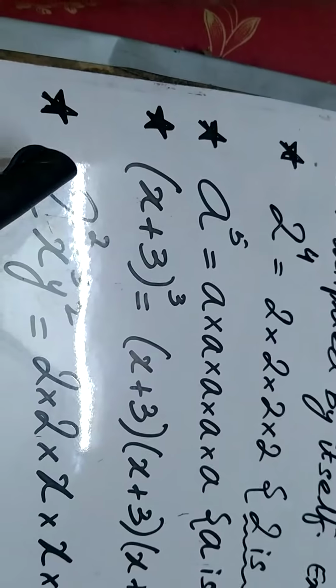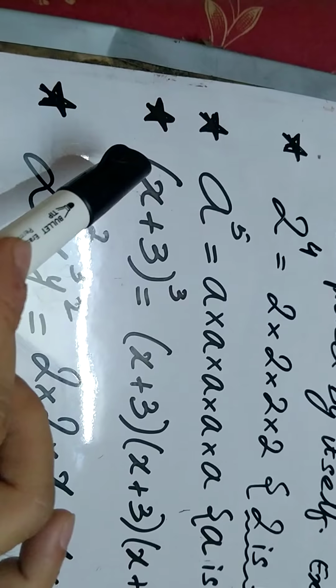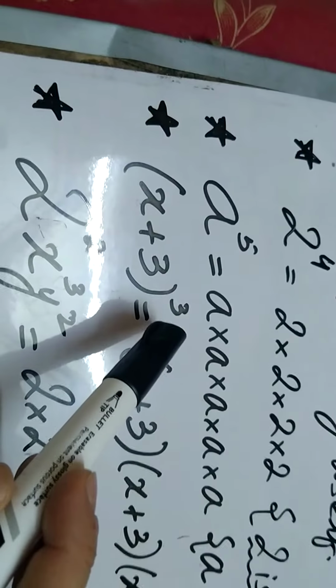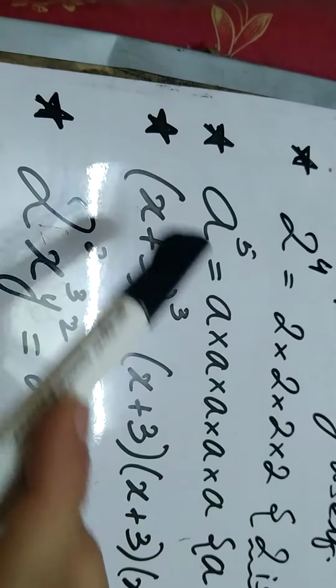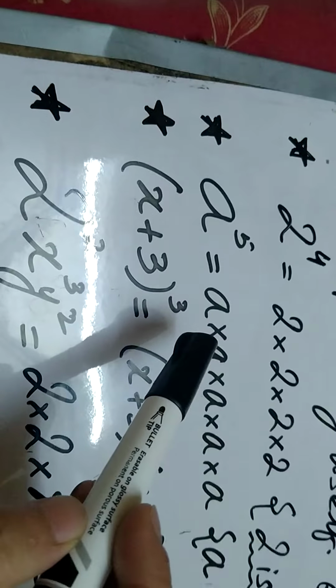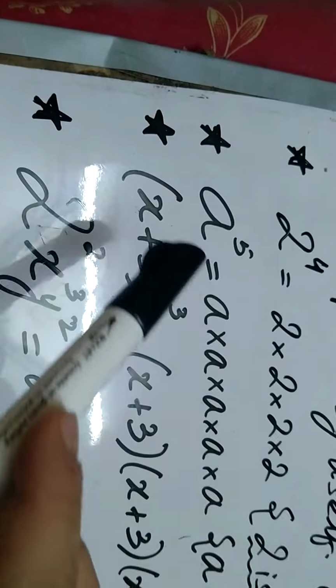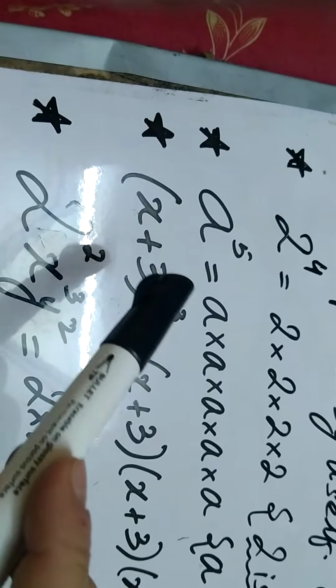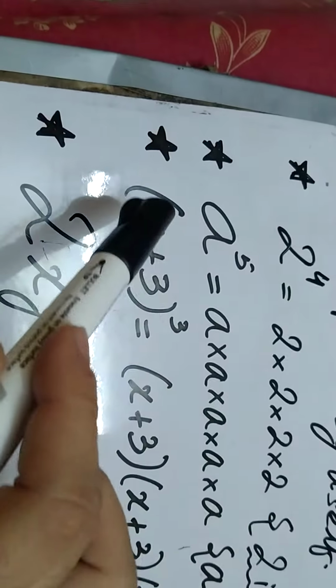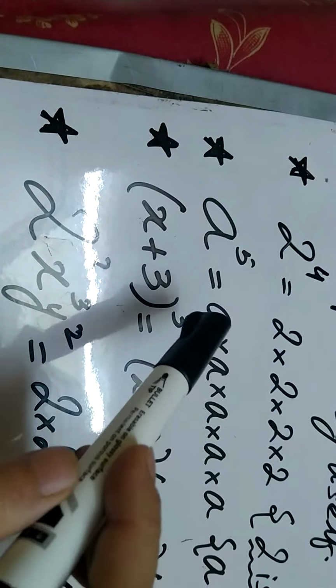Now my third example. The third example is bracket open x plus 3 bracket close whole cube. This is always called whole cube. The power of a bracket is also called whole power. So this time the power is 3, the exponent is 3, the index is 3. So we know that this bracket is now the base and this 3 is the power.